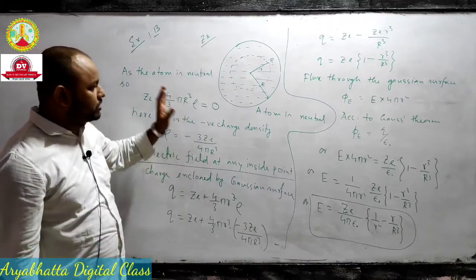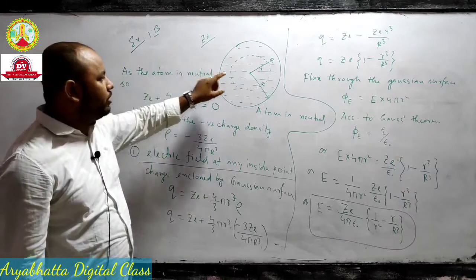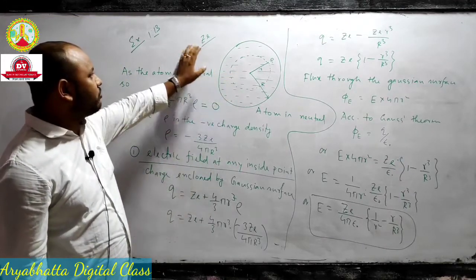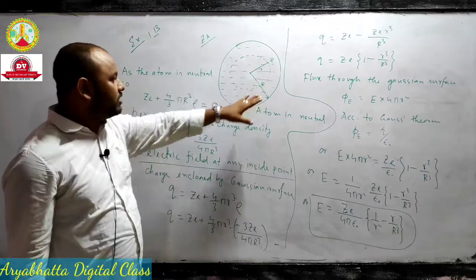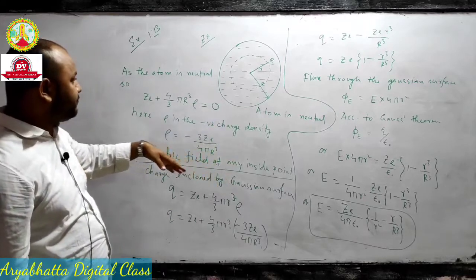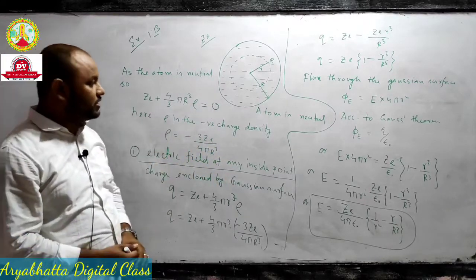Okay, so our question is, this is an early model of atom. Okay, where nucleus is positively charged and the charge of the nucleus is ZE, and negative charge is uniformly distributed over this atom. Okay, and the atom is neutral. Atom as a whole is neutral.